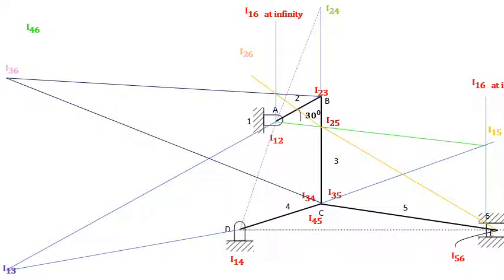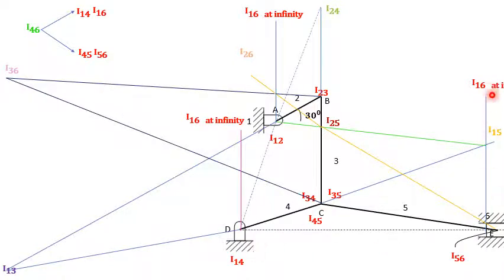Next one is the last instantaneous center, I46. Let us consider the set of instantaneous centers I14 and I16. This is the point I14, but this is I16. Therefore, parallel to this, from the point I14, draw a line.